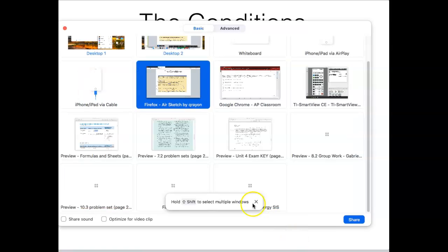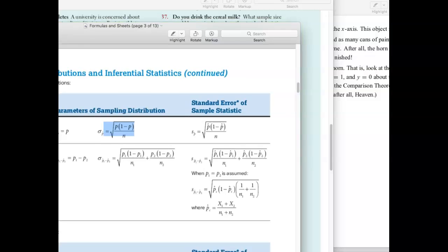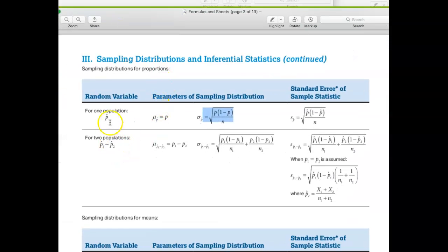So just to show you, in the formula packet, right below the one I was just referencing for two populations, you're given the formulas that I just discussed right here.